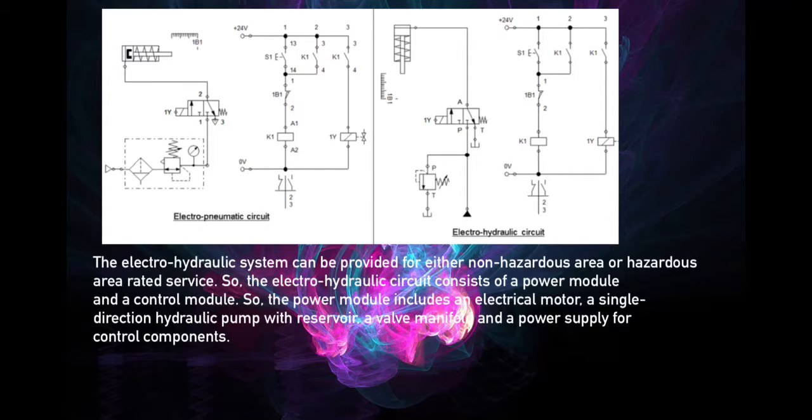So the electro-hydraulic circuit consists of a power module and a control module. The power module includes an electrical motor, a single direction hydraulic pump with reservoir, a valve manifold, and a power supply for control components.